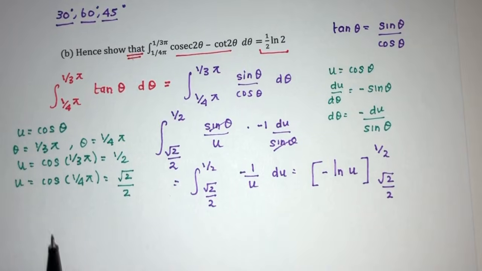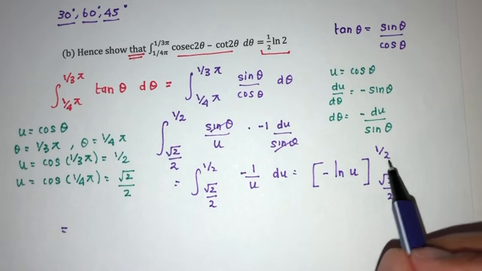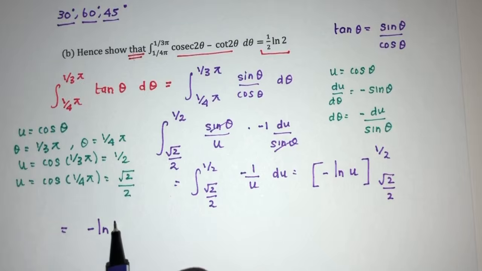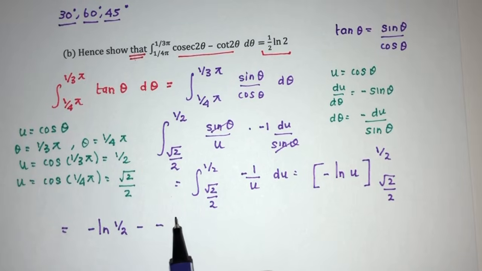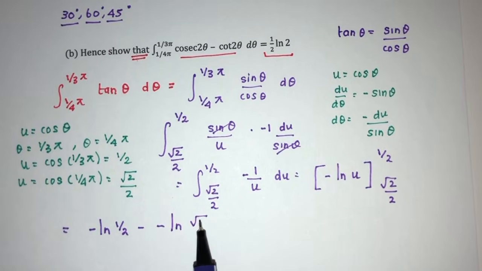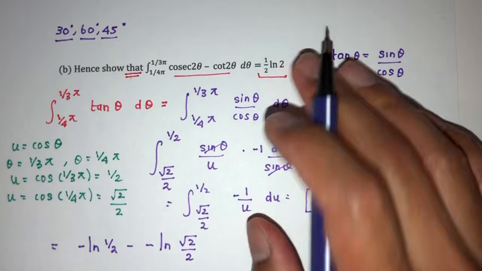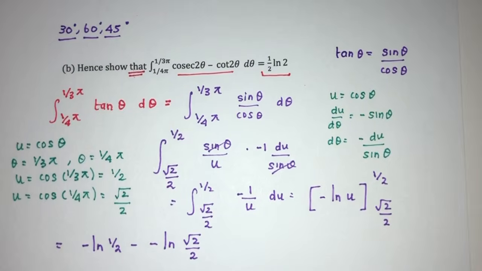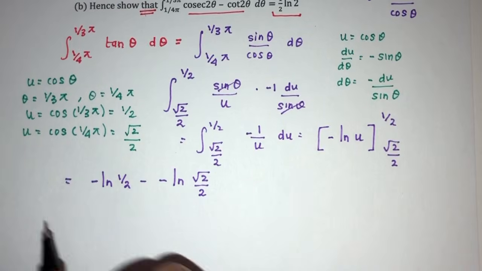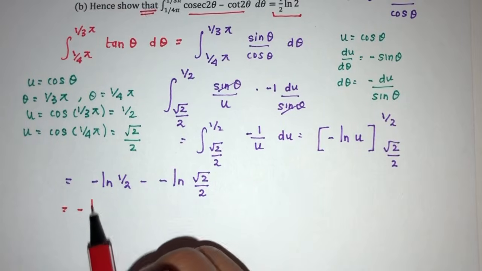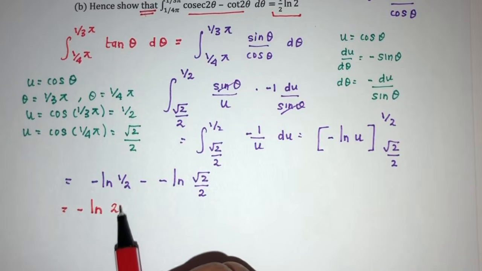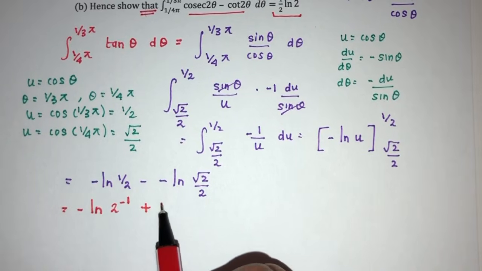Now simplify. First, let's put in the value. So minus ln of half minus ln of root 2 over 2. So let's see how we can simplify and show this equal to this. It's not too bad. It is actually okay-ish. So that will be what? So minus ln of, what is half? Half is 2 power minus 1. Here we have plus. What is this?